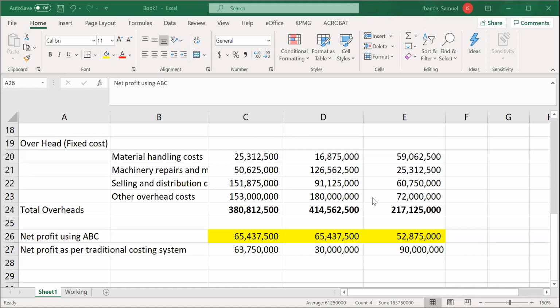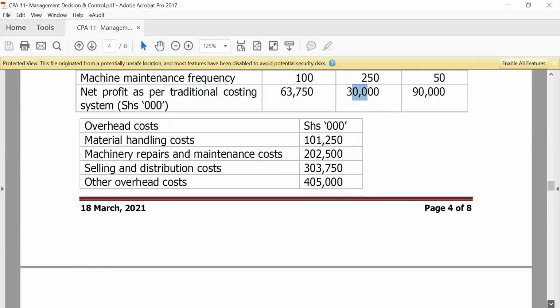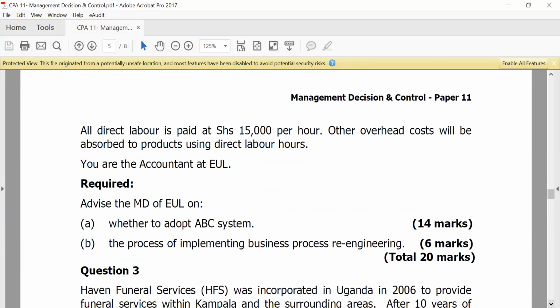So this part of the question also had something with business process engineering. They asked us the process of implementing business process engineering. Now this is under the topic of cost management and strategic management accounting. And I just want to comment on it, but I'll provide you with notes on this specifically.